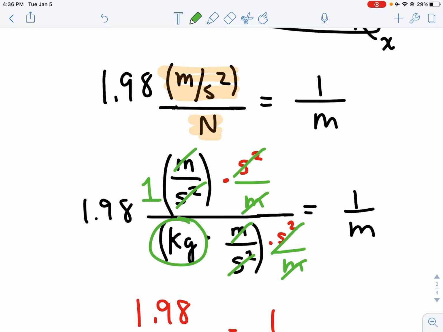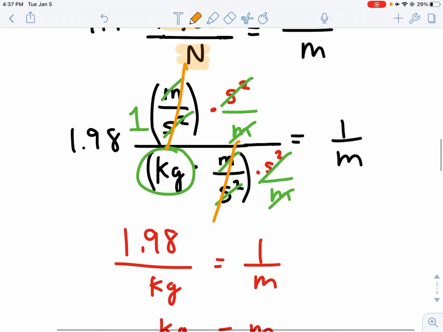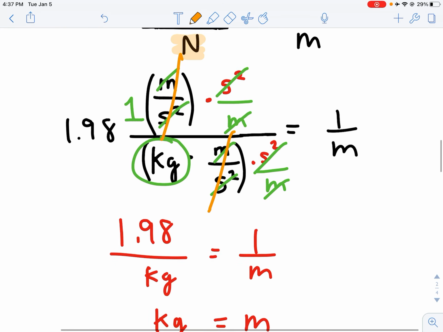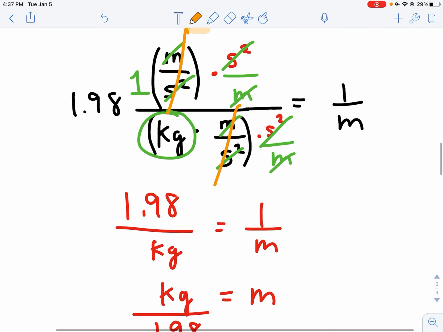Okay? If you saw that it was meters per second squared divided by meters per second squared, you could just cancel that out as well. So I'm left with 1.98 divided by kilogram equals 1 over m. Be careful. I think a lot of people might make the mistake of putting the kilogram here in the numerator. It's not. It's in the denominator. So you've got to keep it in the denominator.